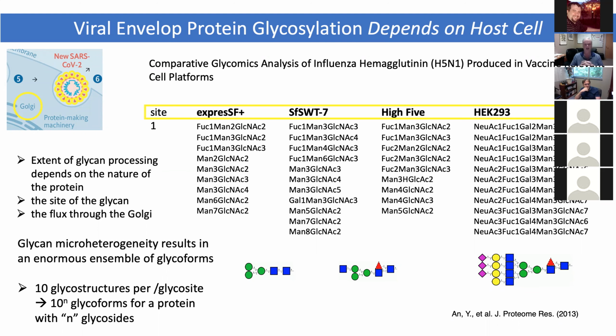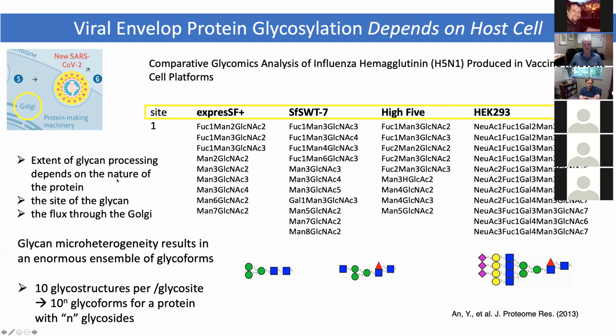From a glycobiology standpoint, what you can see is that insect cells and mammalian cells often give rise to very different glycans. These structures here are what we might call paucimannose, where it's just Man2 or 3, something like this. Whereas on the end here, where we've got HEK cells, we get things that are multi-antennary and sialylated. This is all a fascinating observation, and it depends on the nature of the protein, whether it's more highly processed or less highly processed. It depends on the position of the glycosite. Is it highly accessible to enzymes or inaccessible to enzymes? And it depends on the flux through the Golgi.